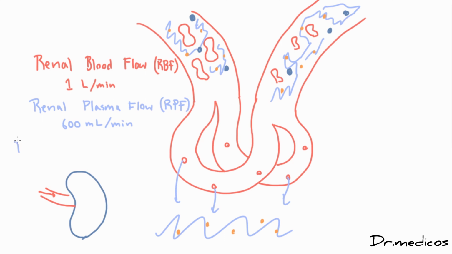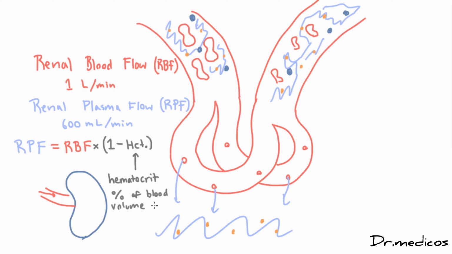And if you want to be more precise, you can actually calculate the renal plasma flow. What it's equal to is the renal blood flow times the fraction of blood volume which is plasma. And that is actually 1 minus something we call hematocrit. So let me write that out for you. This is hematocrit. And hematocrit is the percent of blood volume that's filled by red blood cells. And it's usually about 40 to 45%.